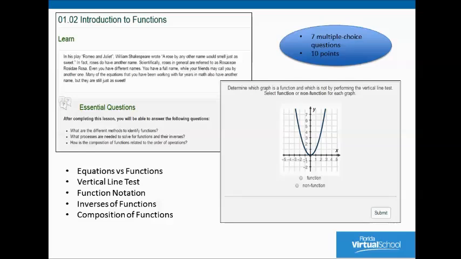On 102, there are 7 multiple choice questions. It is auto-graded, and it is worth 10 points.